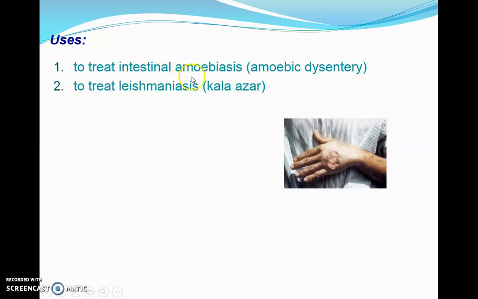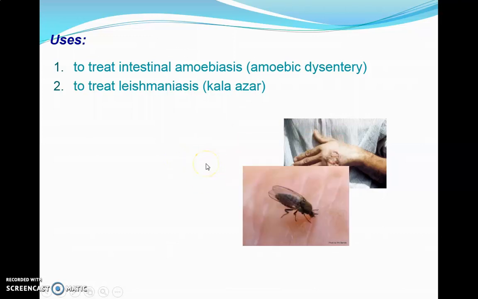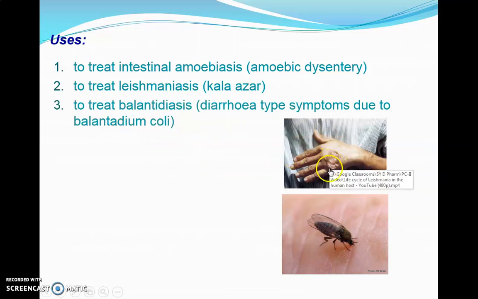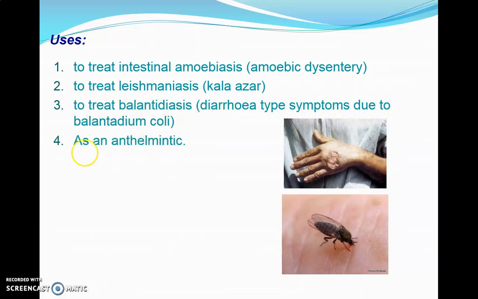The first use is in the treatment of intestinal amoebiasis, called amoebic dysentery. The next is the treatment of leishmaniasis, called Kala-Azar. Such infection, as shown in the figure, can again be treated using paromomycin. Kala-Azar is spread by sand flies and transmitted from one person to another. It is also used in the treatment of balantidiasis, diarrhea-type symptoms due to Balantidium coli. Paromomycin can again be used in the treatment of balantidiasis.